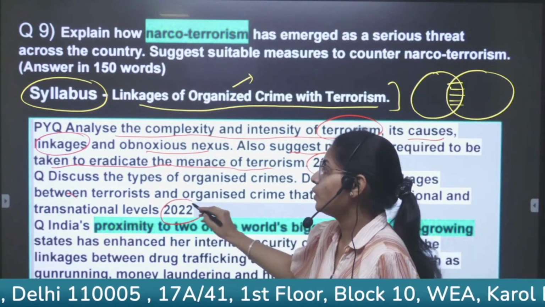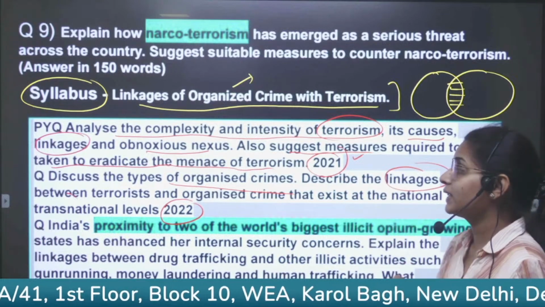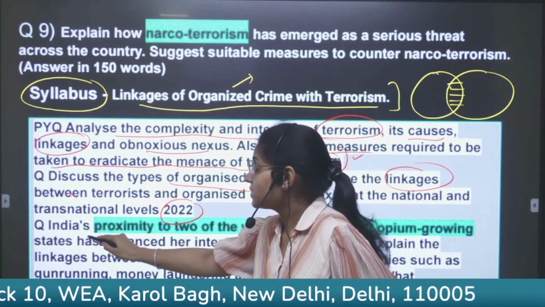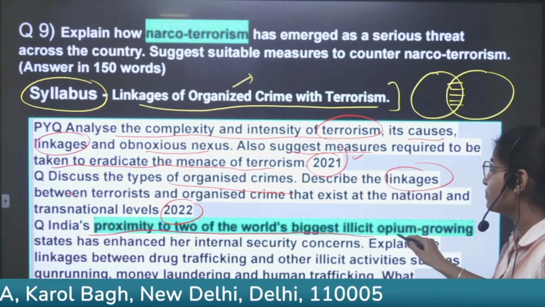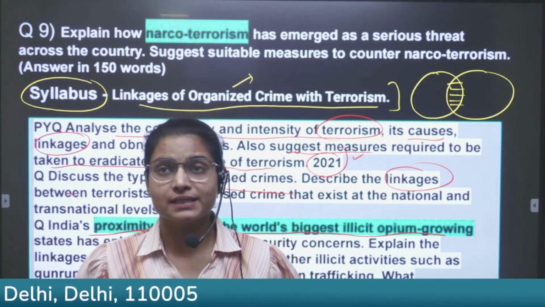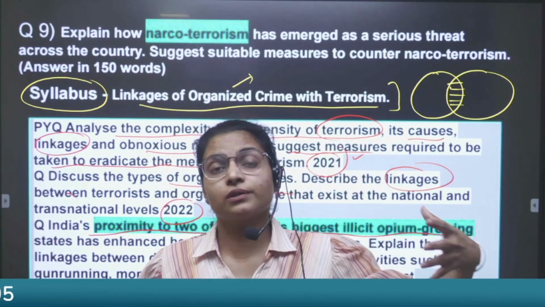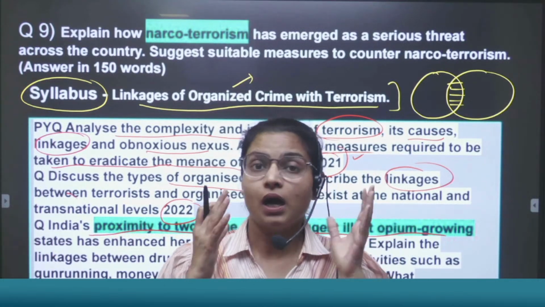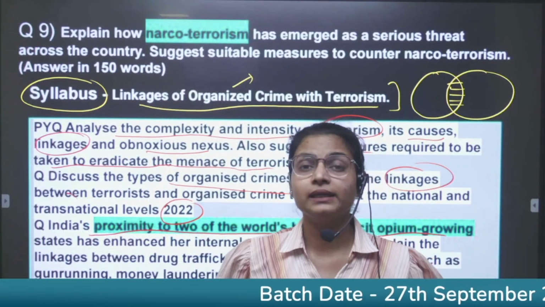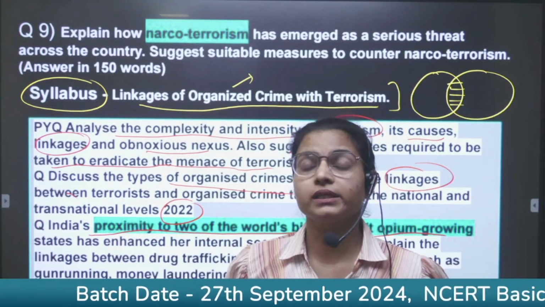In 2022 as well, they have asked about the different types of organized crime and to describe the linkages between them. And in 2018, they have asked about India's proximity to two of the world's biggest illicit opium growing states. So from the previous year question itself, you can derive one point as a reason for why narco-terrorism is growing in India. So are you able to understand why the syllabus is important? And secondly, the previous year questions always guide the answers of the current year as well.